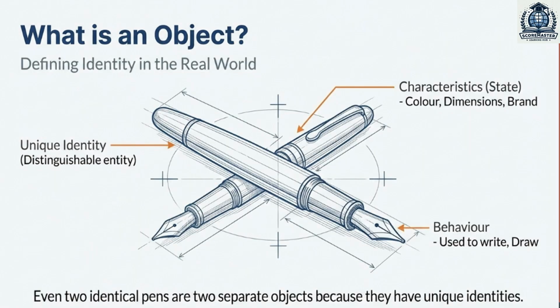What is an object? Unique entity. Has same characteristics, state, and behavior. Even two identical pens are two separate objects because they have unique identities.